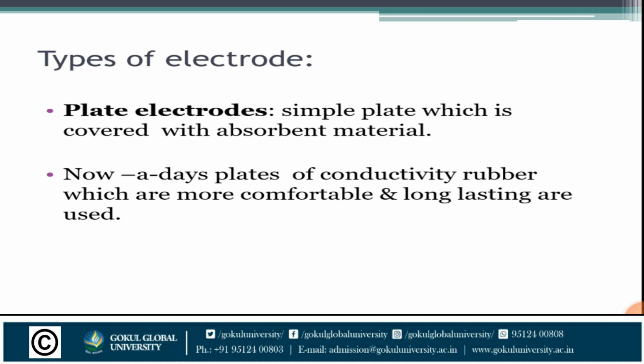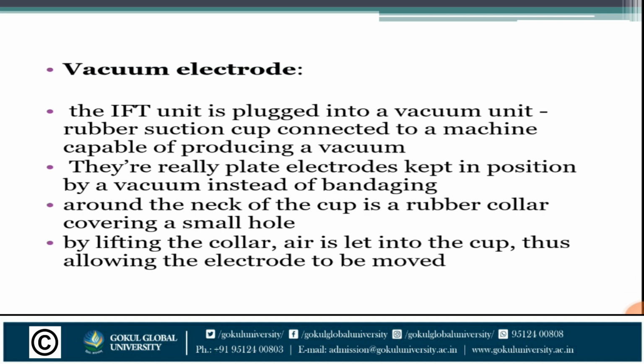There are types of electrodes. There are mainly two types of electrode: plate electrodes and vacuum electrodes. This plate electrode is a simple plate which is covered with absorbent material. Nowadays, plates of conductive rubber, which are more comfortable and long lasting, are used. So mainly rubber type of electrode is used, and for the medium we are using a gel.